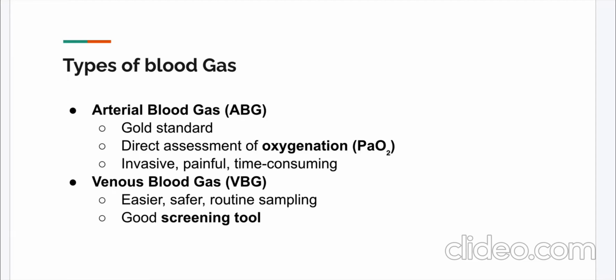So this is a very important concept: what is the difference between arterial blood gas analysis and venous blood gas analysis? We know that for arterial blood gas analysis, we take the sample from the arterial line, and for venous, we take it from the venous line. But which to prefer? This is an important question.